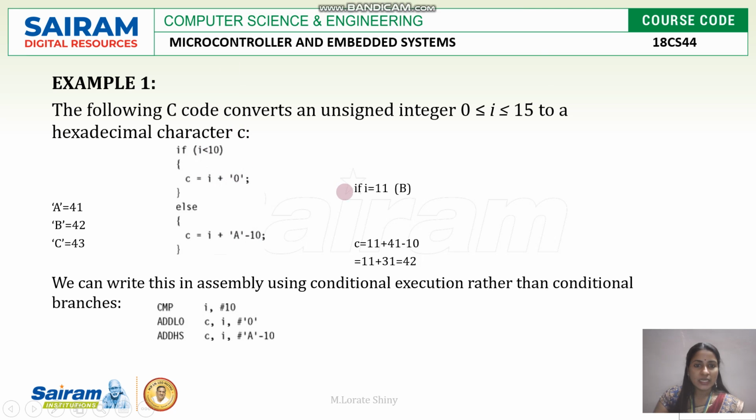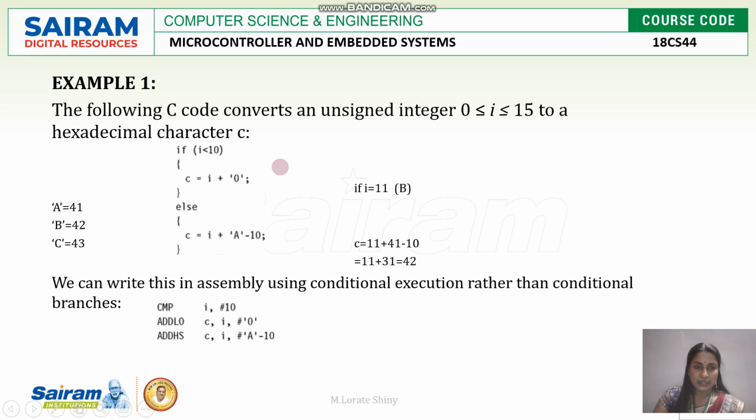Here, if i is equal to 11, it is greater than 10, so we have to use i plus 'A' minus 10. I is taken as 11, so 11 plus 'A', which, as I told you, is an ASCII code. The ASCII code for 'A' is 41, and 41 minus 10 is 31. So 11 plus 31 is 42. 42 is the ASCII code for 'B'. So for 11 the hexadecimal character is B.